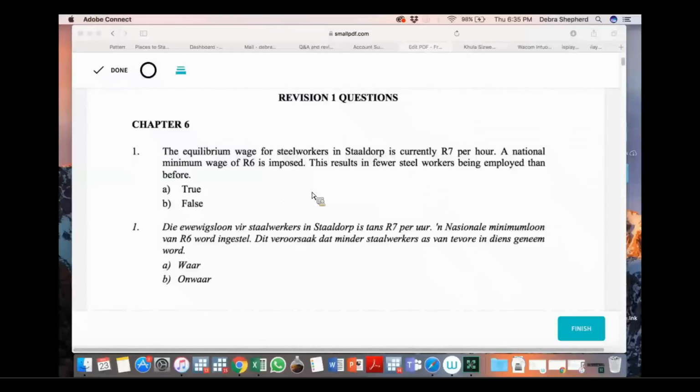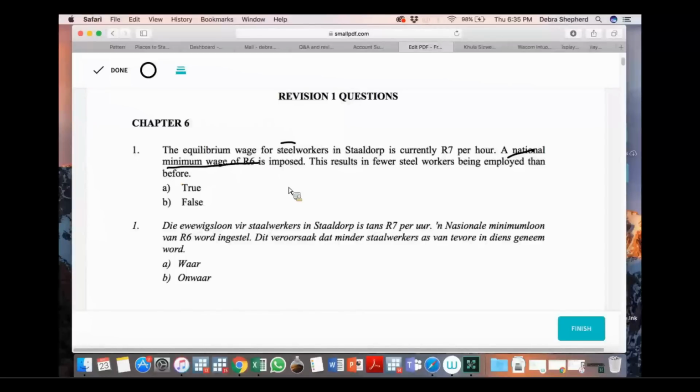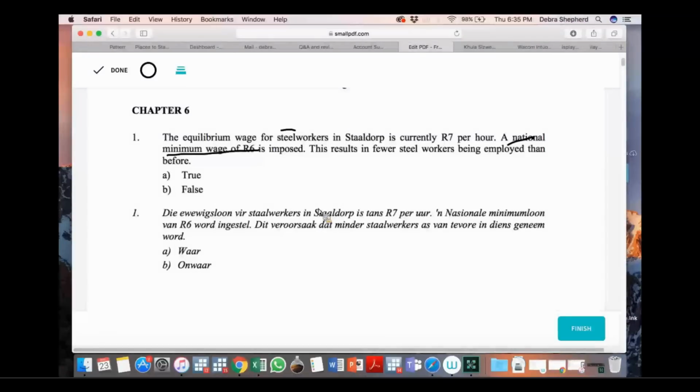So the theory that this question is referring to is specifically a price floor, because a national minimum wage, what they're referring to in the question, is an example of a price floor. So the way that I would answer this question is either you just know your theory really well, and that means you're going to know when a price floor has an effect and when it doesn't.